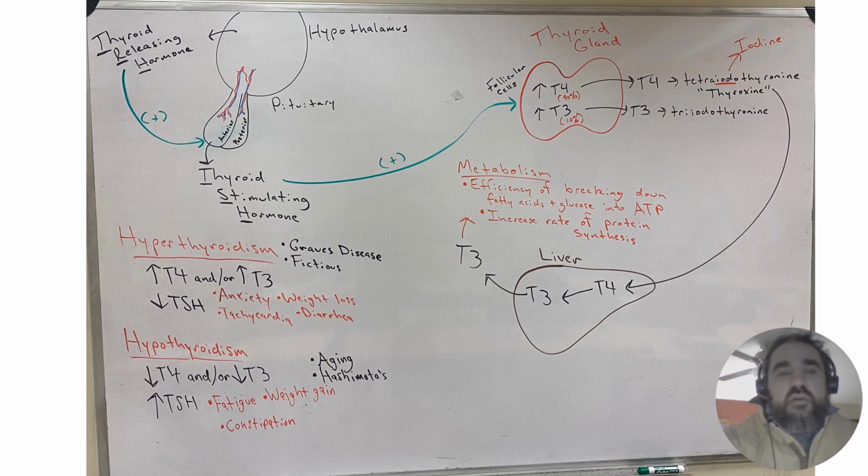Hypothyroidism, so Hashimoto's is probably the leading cause in the U.S., so lots of autoimmune causes. And we could say maybe with aging, the thyroid's not working as well. And with hypothyroidism, people have the opposite: fatigue, weight gain, constipation, maybe depression because they don't feel good, they're tired.